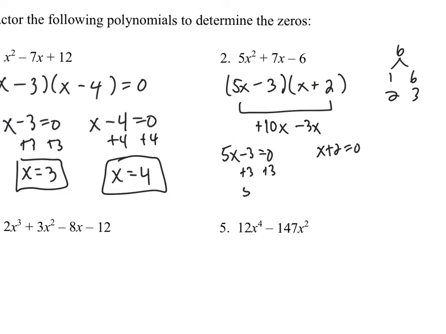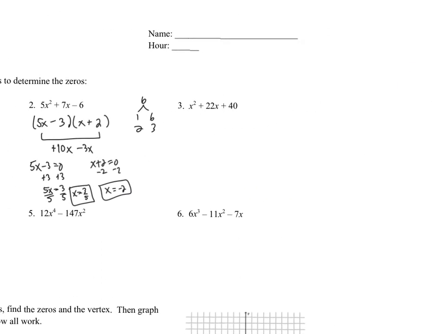We're going to add 3 to both sides. We get 5x equals 3. Divide by 5. We get x equals 3/5. And then we subtract 2, and we get x equals negative 2. All right, let's slide over to number 3.